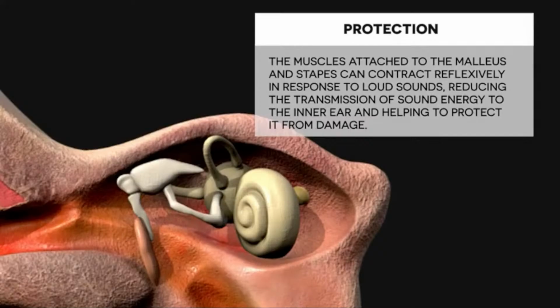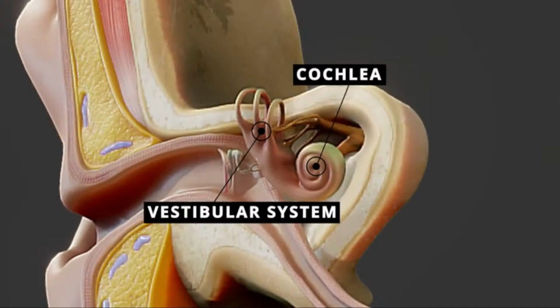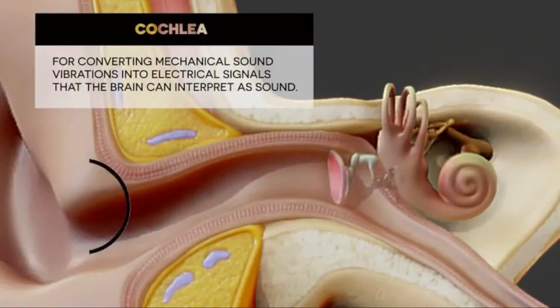Inner ear. The inner ear consists of the cochlea and vestibular system. Cochlea. The cochlea is an intricate and essential component of the inner ear, playing a critical role in the auditory system. It is responsible for converting mechanical sound vibrations into electrical signals that the brain can interpret as sound. Here's a more detailed look at its structure and function.